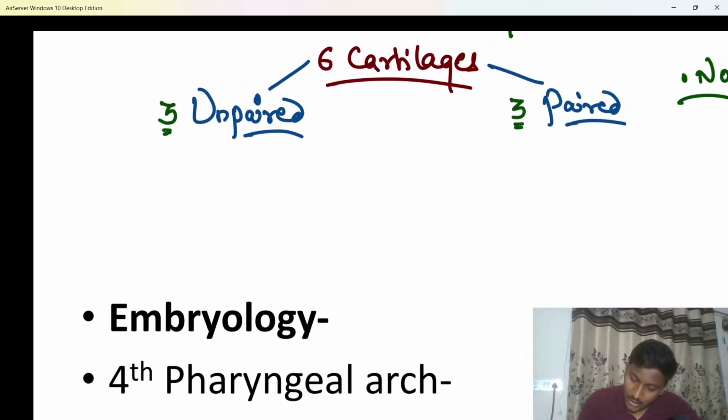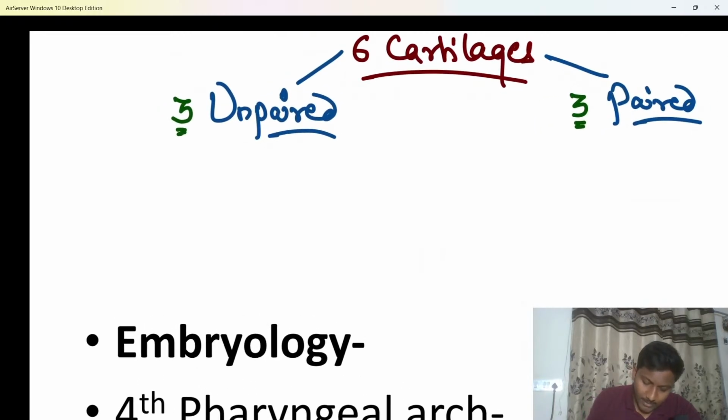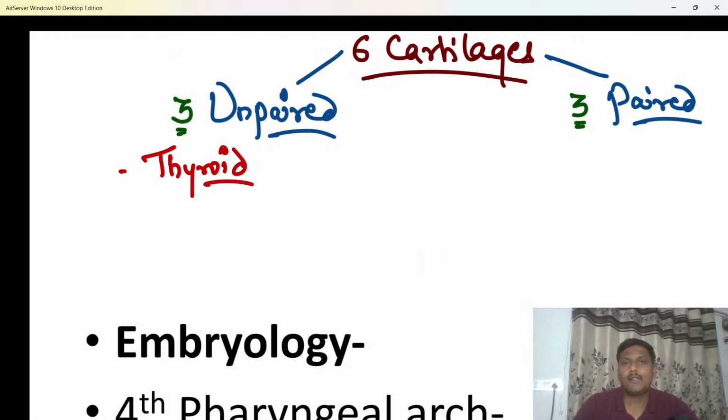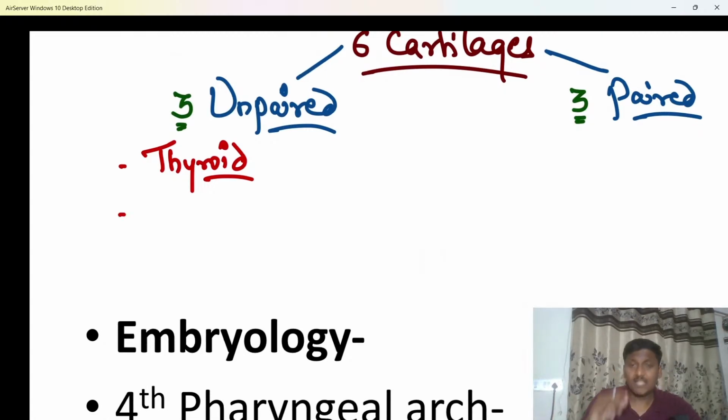So we know that out of the total 6 cartilages, 3 of them are unpaired, और 3 unpaired में से याद रखना. The first one is the largest laryngeal cartilage, called the thyroid cartilage. And this forms the outer framework of the larynx. Second is definitely a ring-like cartilage, which again forms the outer framework of the larynx, and this ring-like cartilage, beta, is known as the cricoid.